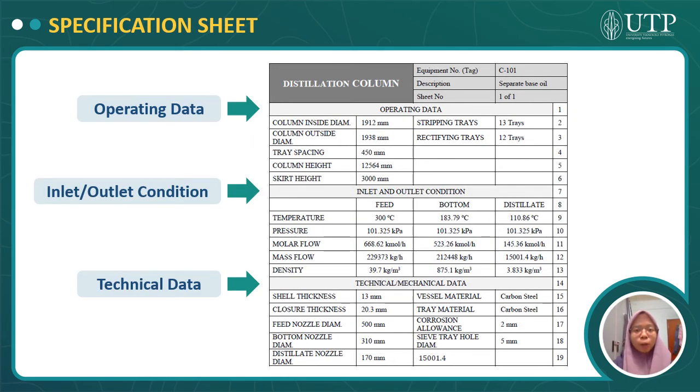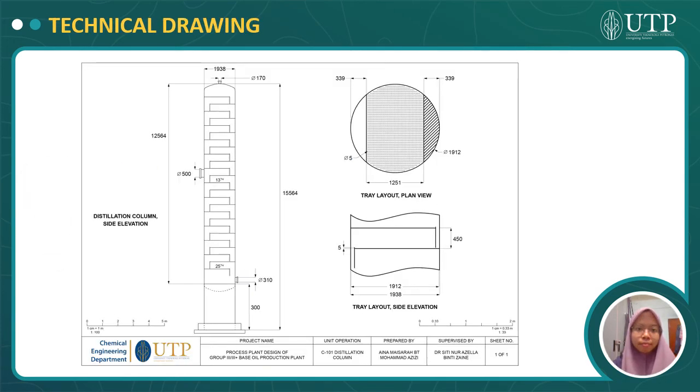After design is accomplished, a specification sheet is created which contains the operating data, inlet-outlet conditions and technical data. With that, a technical drawing consisting of column side elevation, tray plan view and tray side elevation has been drawn.